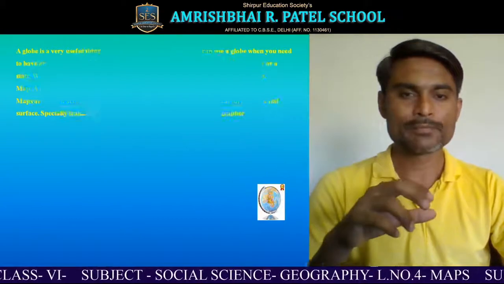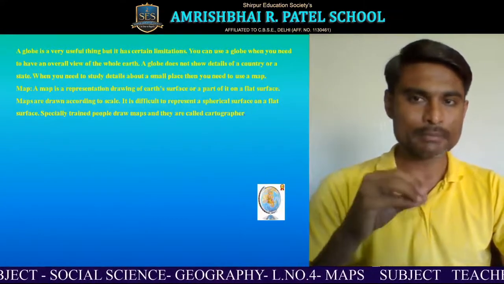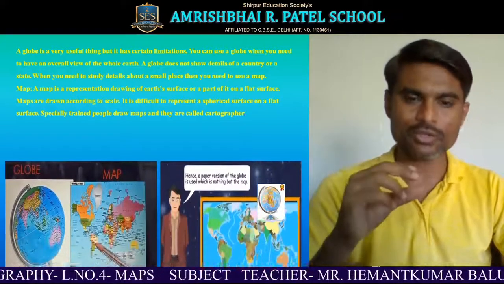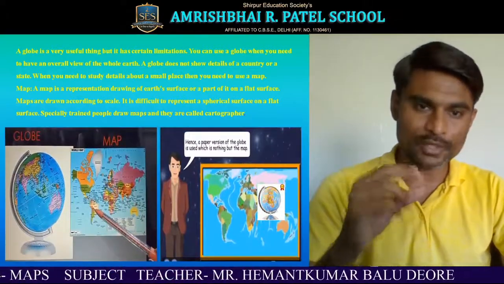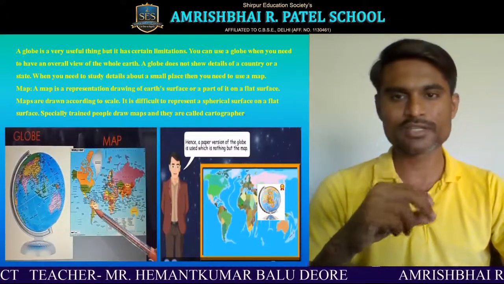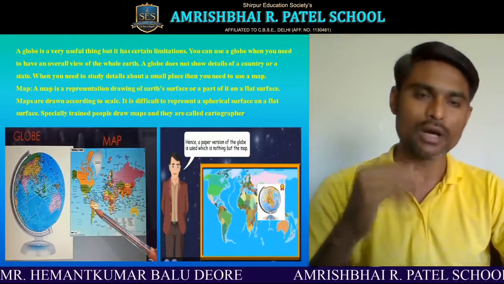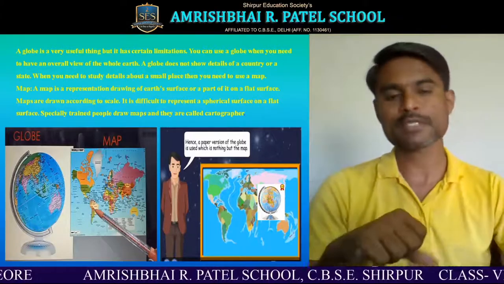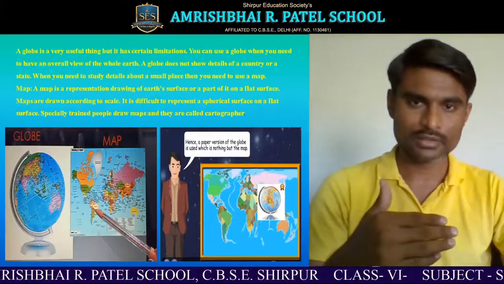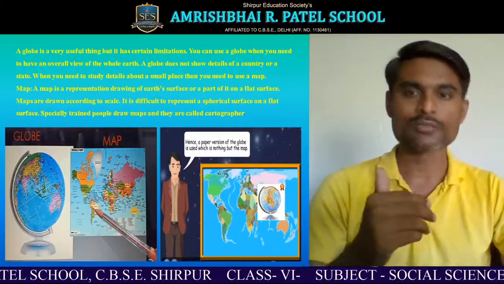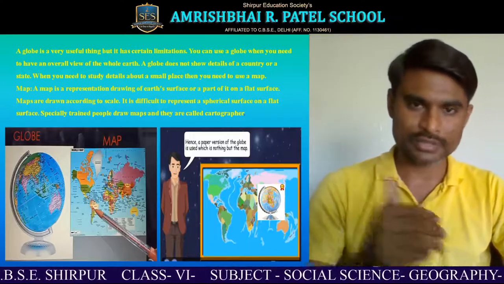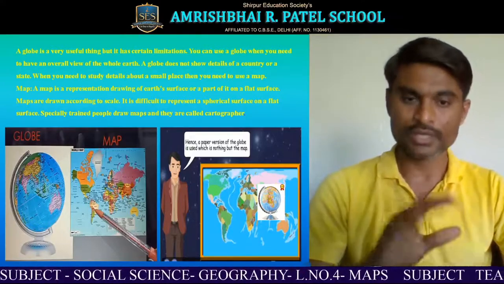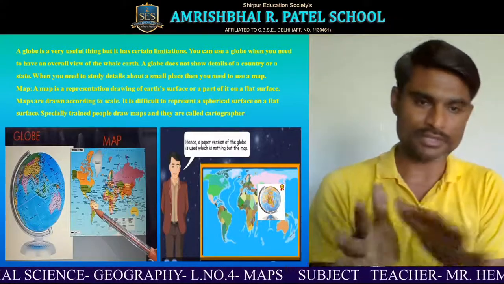So for that, let me tell you what is map. Map is a representation or drawing of earth surface or a part of it on a flat surface. Maps are drawn according to the scale. We will later know what is scale. It is difficult to represent a spherical surface on a flat surface, like globe cannot be shown on a flat surface, alright?